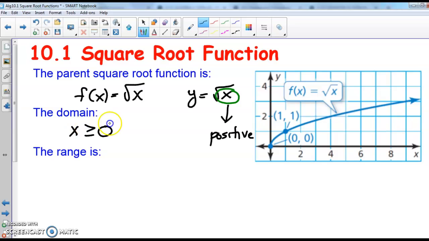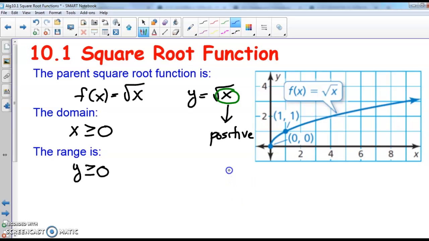equal to 0. Now for the range, since x is greater than or equal to 0, if we look at the graph here, then the range will also start from 0 and all the y values here are positive. So the range is y greater than or equal to 0. Now if you remember when we did quadratics, we created tables of values. So how will you make a table of values for a square root function?